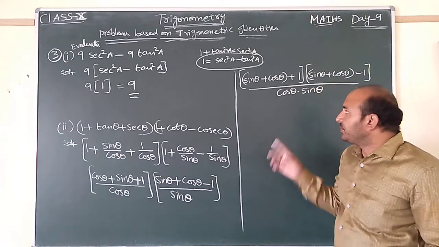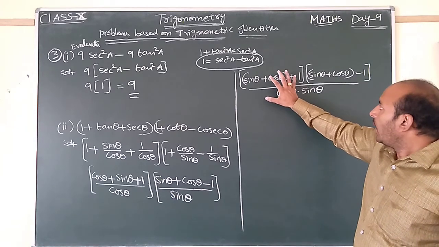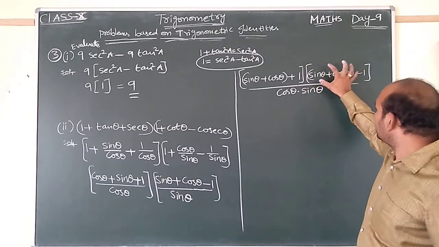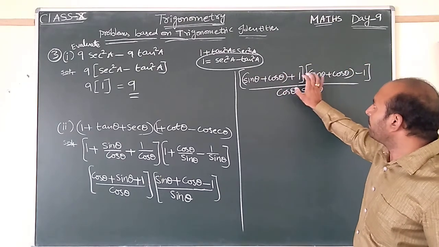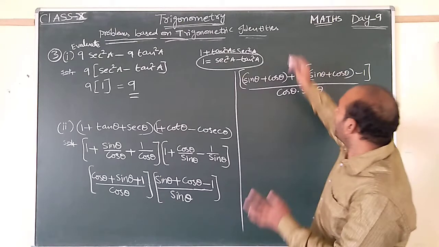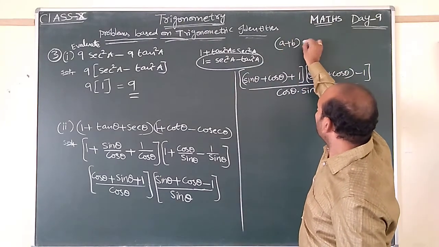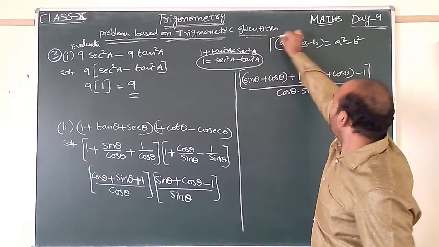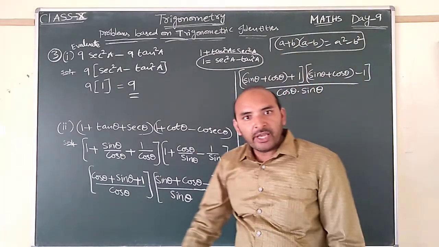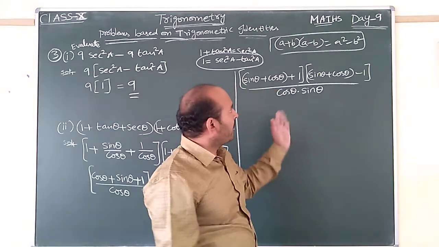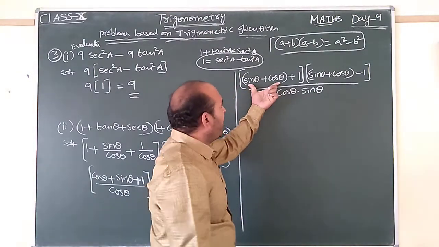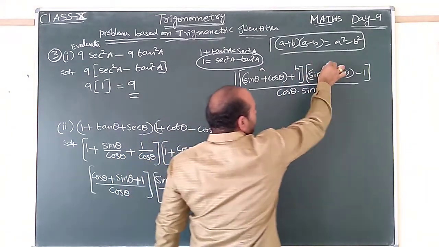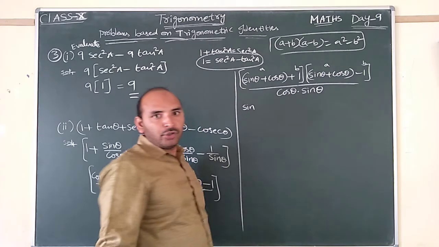So now observe, in the numerator we have one formula. Treat this as A, and 1 as B. A plus B into A minus B. What is the formula? A plus B into A minus B is equal to A square minus B square. So this is A, the value of A is sin theta plus cos theta. Let us write, this is A, this is B, A plus B into A minus B.